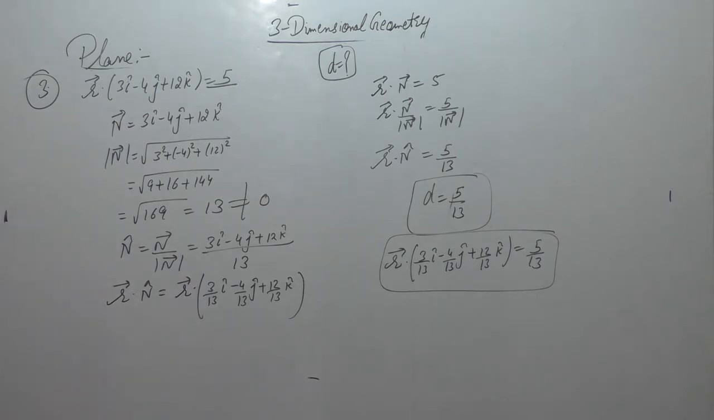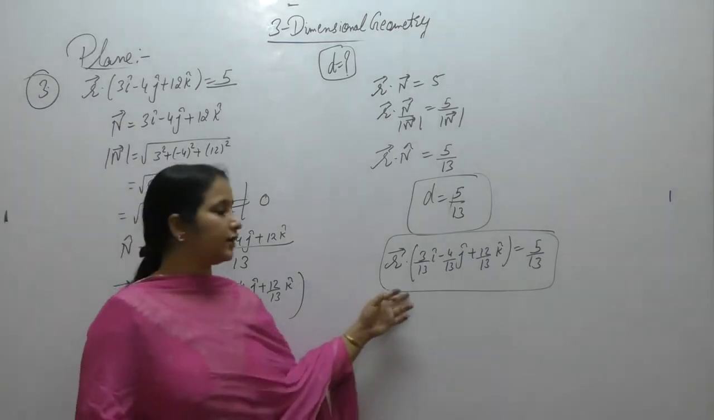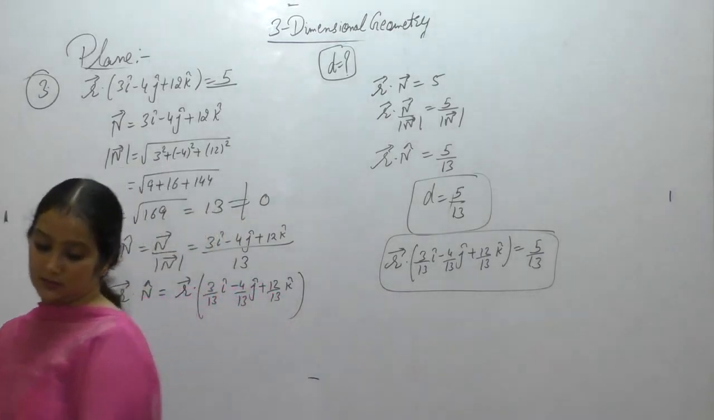So the perpendicular distance from the origin is 5 by 13 and the vector equation in the normal form is this.